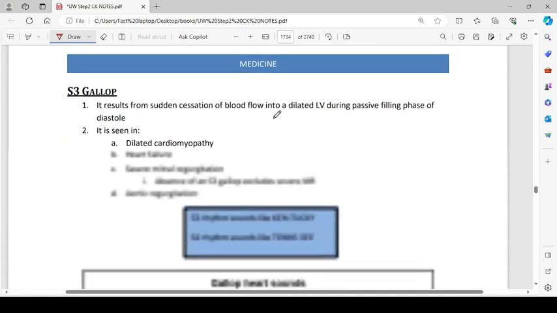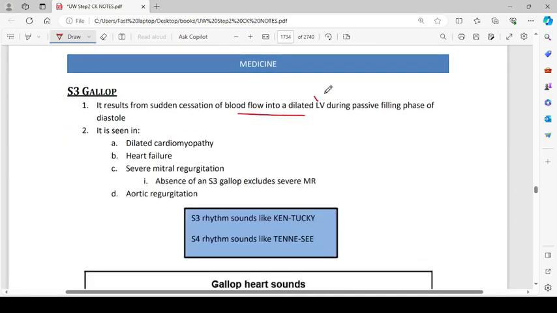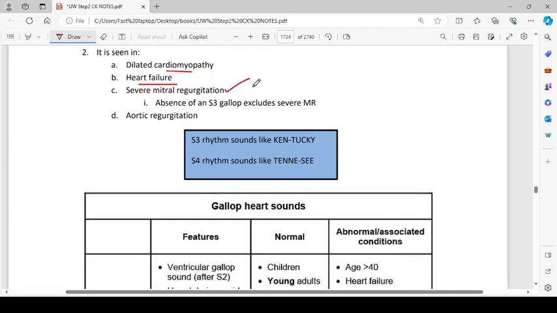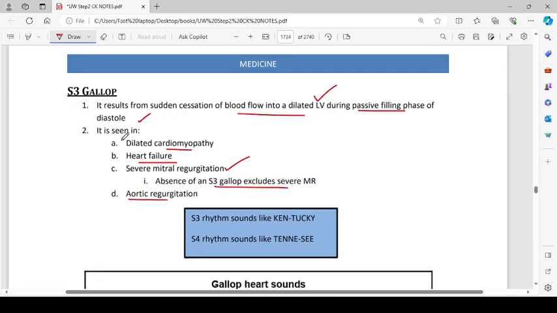S3 gallop results from sudden cessation of blood flow into a dilated left ventricle during the passive filling phase of diastole. It is seen in dilated cardiomyopathy, heart failure, and severe mitral regurgitation. Absence of an S3 gallop excludes severe mitral regurgitation and aortic regurgitation. So we find an S3 gallop in these situations: dilated cardiomyopathy, heart failure, severe mitral and aortic regurgitation.